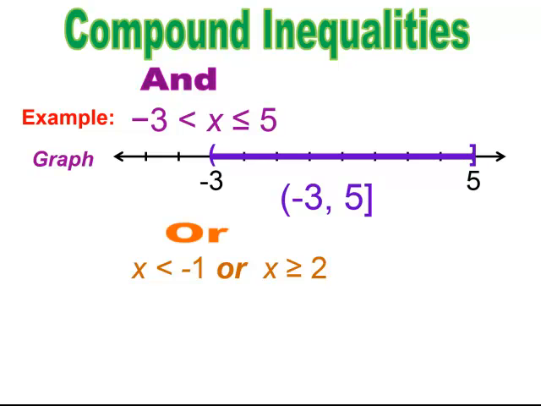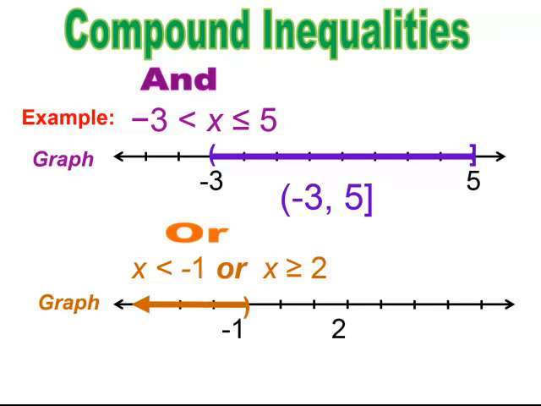When we have the or compound inequality, the graph would have the two inequalities graphed on the same number line, and in this case we have x is less than -1, so you use parentheses at -1 and shade to the left, and you have x is greater than or equal to 2, so you're going to use a bracket at 2 and shade to the right, and again you're writing both of your graphs on the same number line.